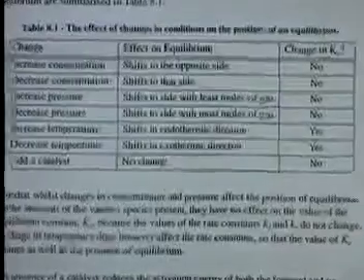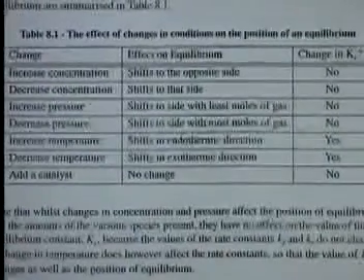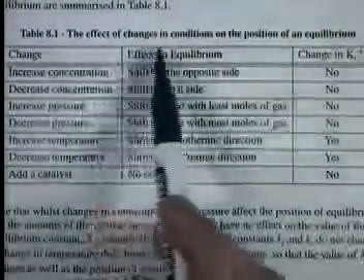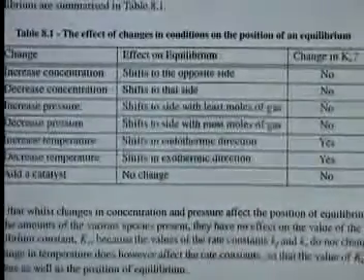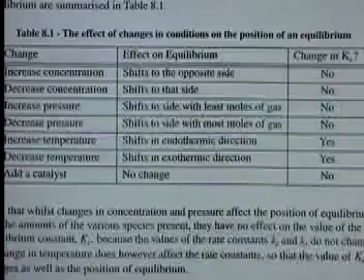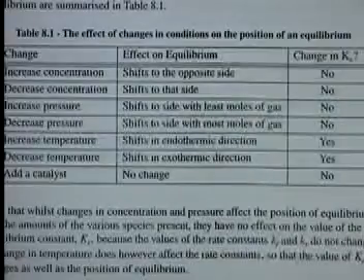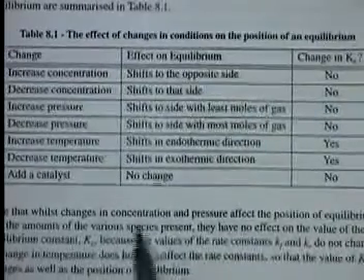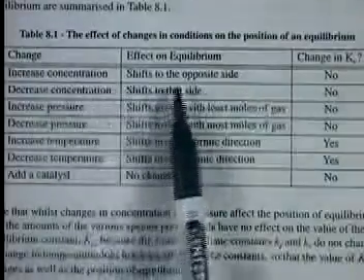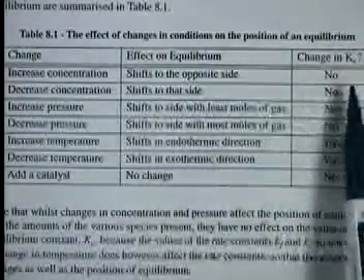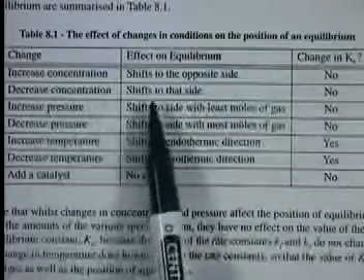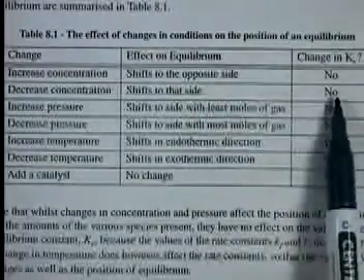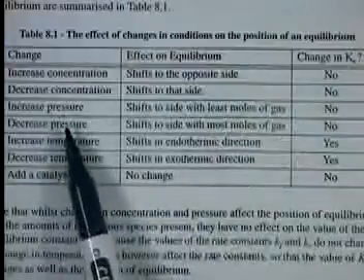Let's take a look at this table. This is table 8.1, and it says the effect of changes in conditions on the position of an equilibrium. And this summarizes pretty much everything that we've talked about earlier in the video as well. It says if I increase the concentration of a system, it'll shift to the opposite side. Is there a change in K? No. If I decrease the concentration, it'll shift to that side. Is there a change in K? No. Increase and decrease in pressure.